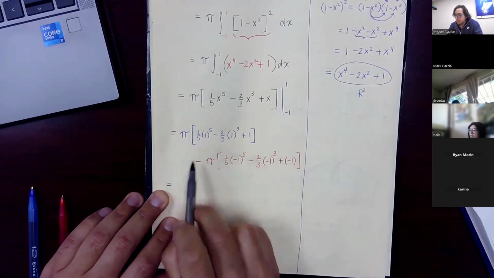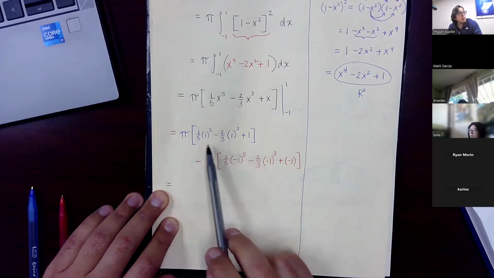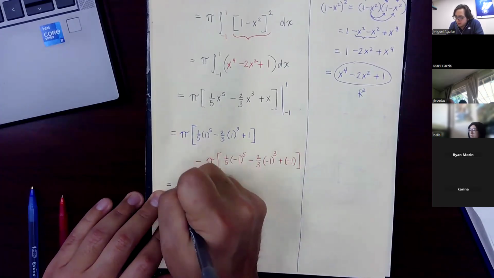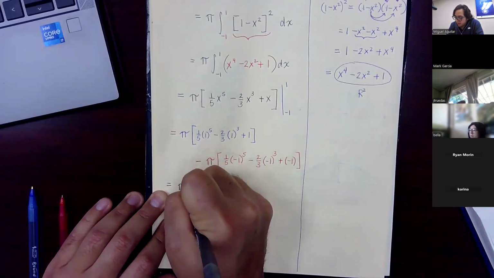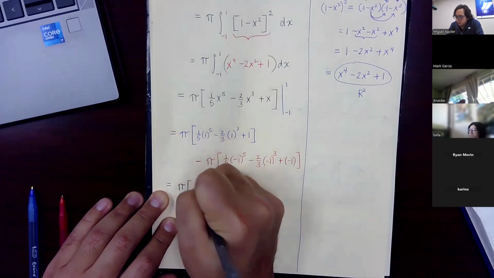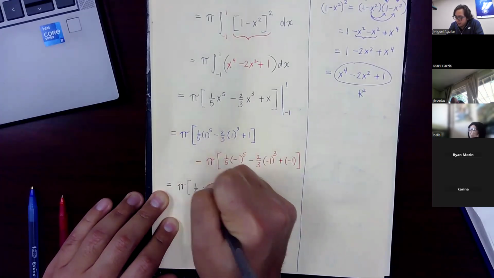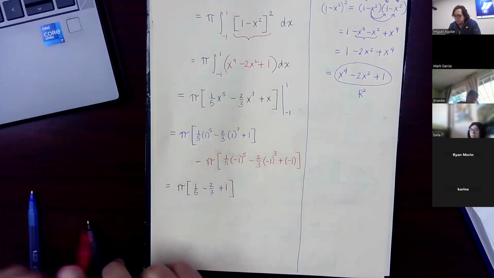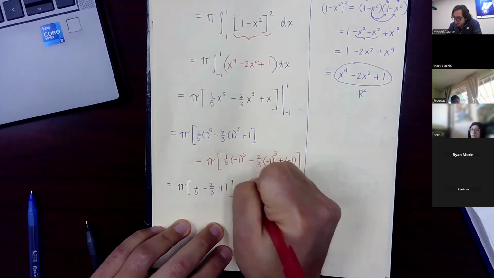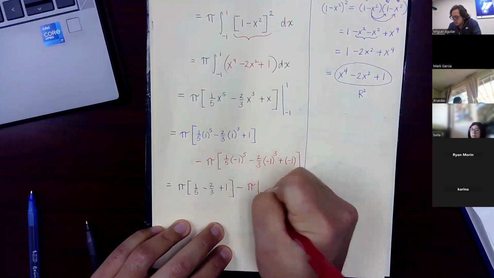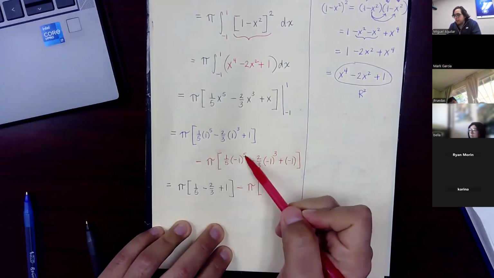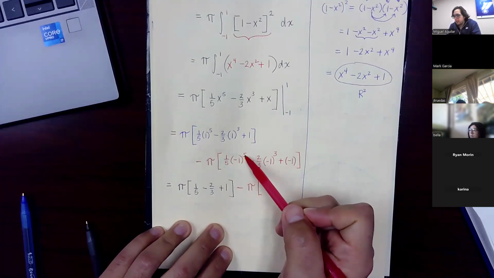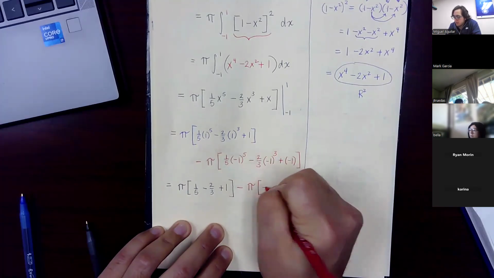So again, at that point, if you're feeling like, okay, I'm exhausted, you can throw that in the calculator, but I'm just going to do a little bit more processing here. So this is just going to be pi times 1/5 minus 2/3 plus 1, minus pi times -1 to the fifth power, which should stay negative because we have an odd exponent there. So that's going to be -1/5.